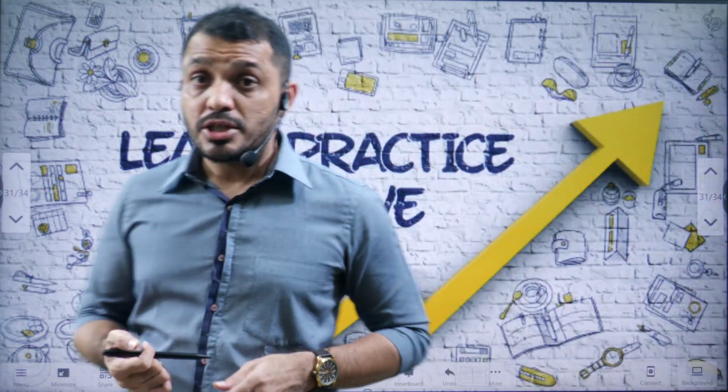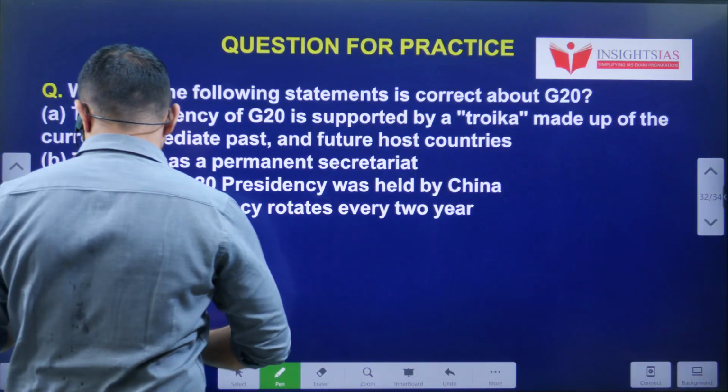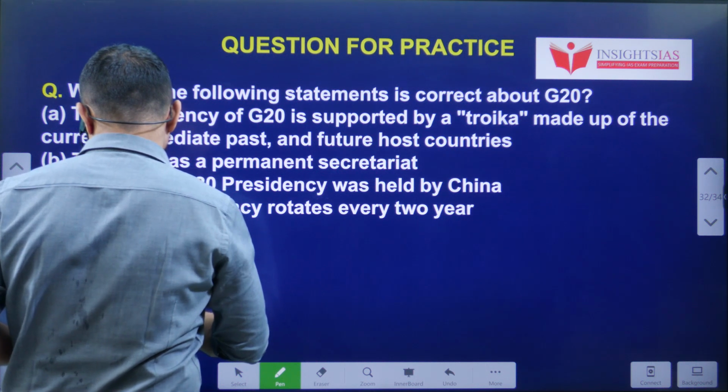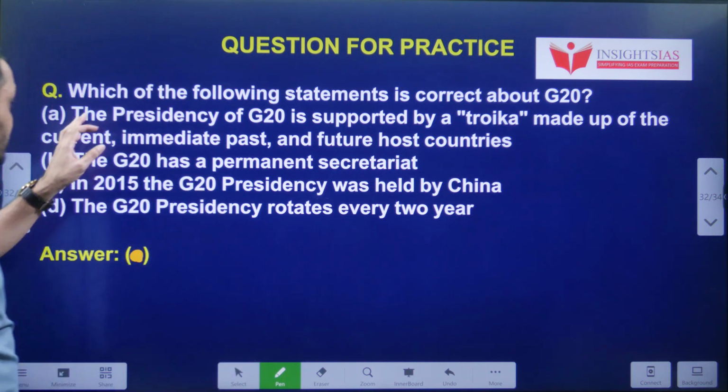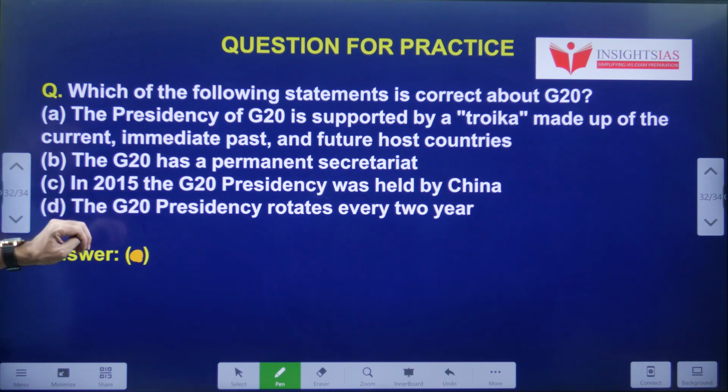Next, we'll see today's video question. Which of the following statements are correct about the G20? So read these 4 statements and tell me which statement is right.